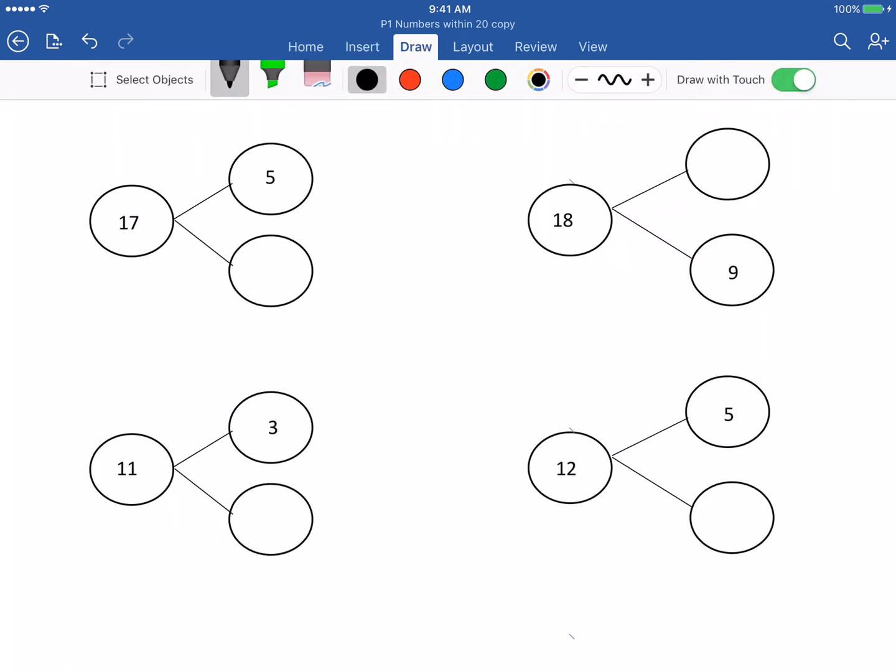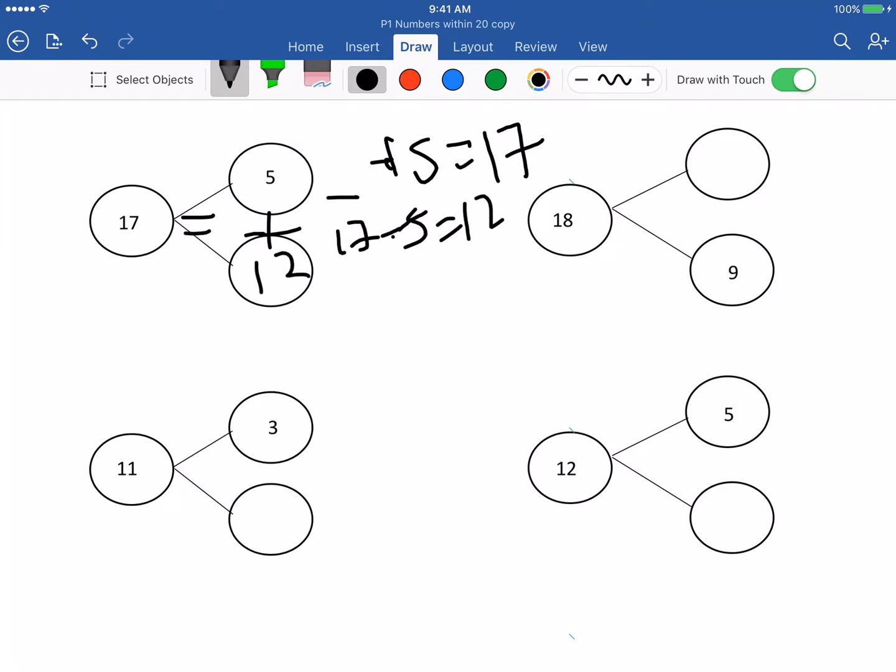Next one, you must ask yourself this one. What must you add to 5 such that it equals 17? So what must I add to 5 to give you 17? The answer is actually to take 17 minus 5. It's actually equal to what? 12. That's the answer. 12 here.